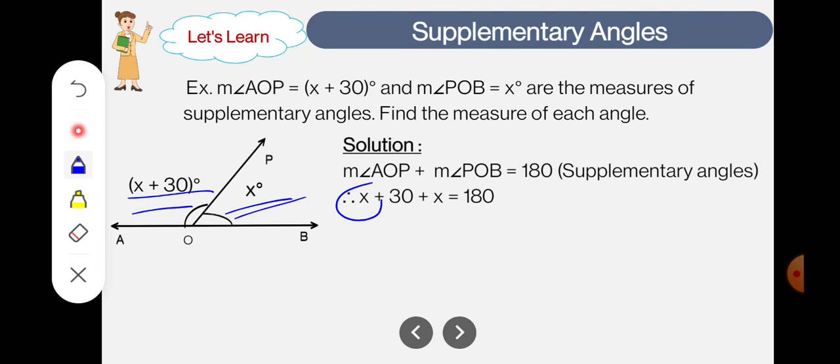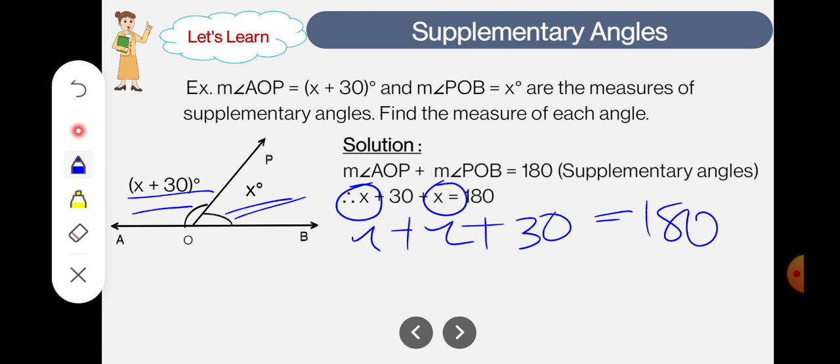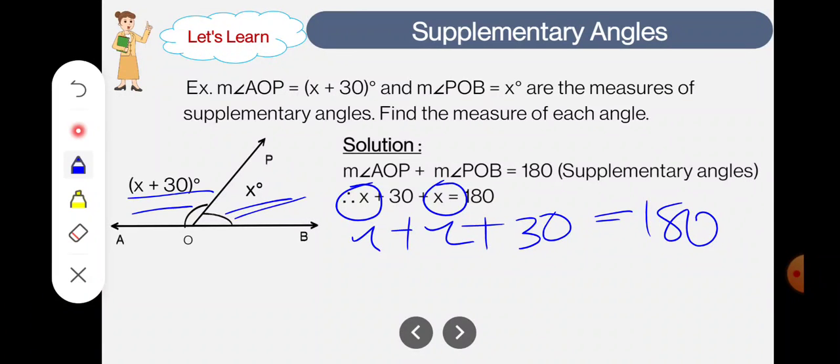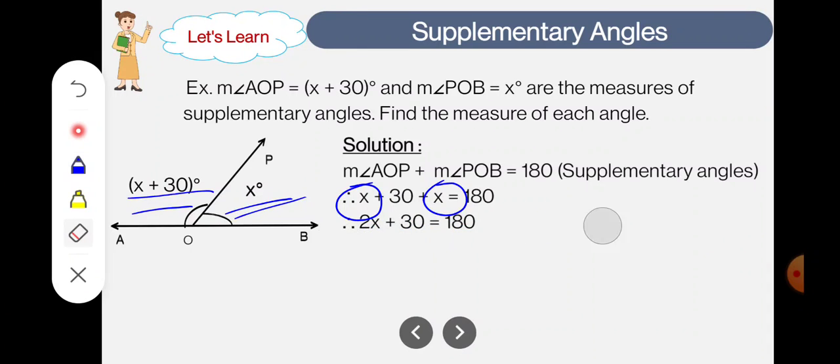Now I will take x and x together. So x plus 30 is equal to 180 degree. And what will you get? x plus x is 2x. 2x plus 30 is equal to 180 degree. Now, 2x is equal to, what we will do, this 30 will go to the right hand side and the sign will get changed.